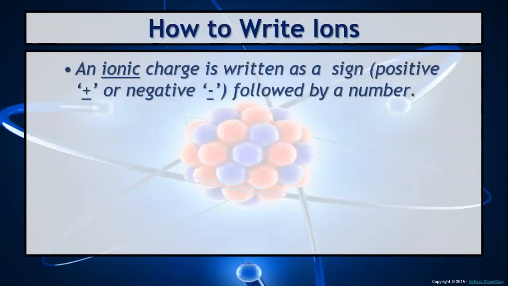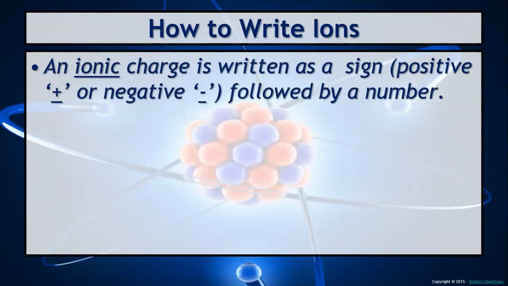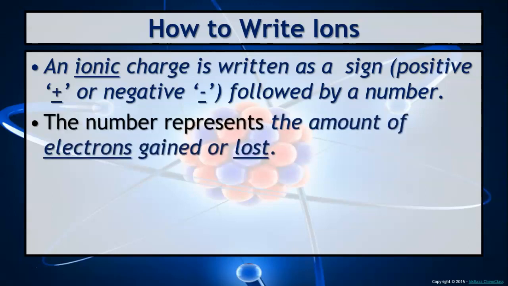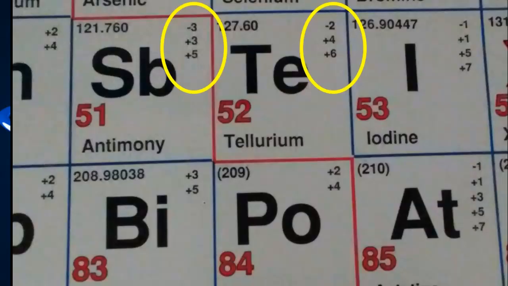So how do we write this? Well, an ionic charge is always written with either a positive sign or a negative sign, and then there's a number after it. That number represents the number of electrons that were either gained by the atom or lost by the atom. So we're going to take a look at how that works.